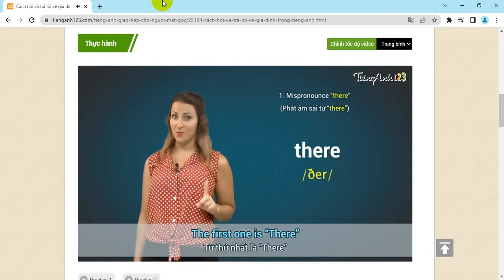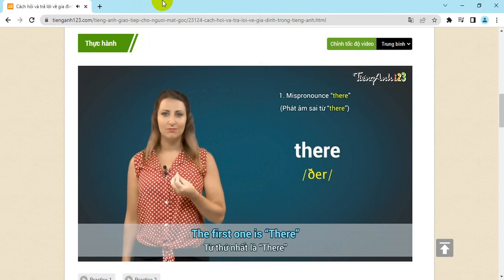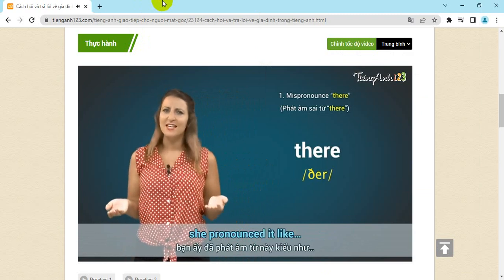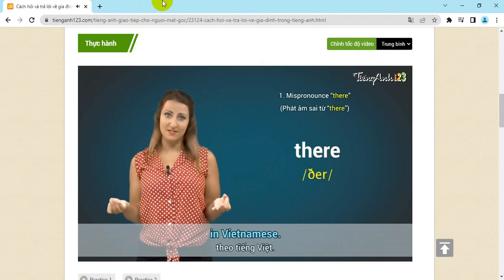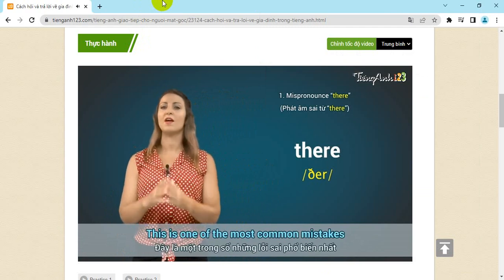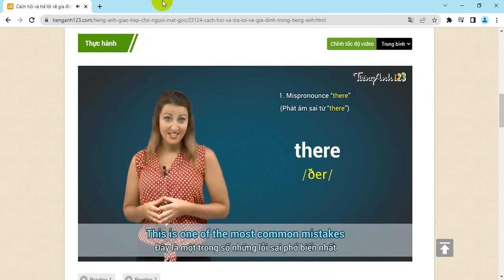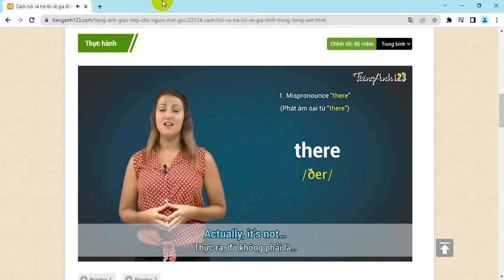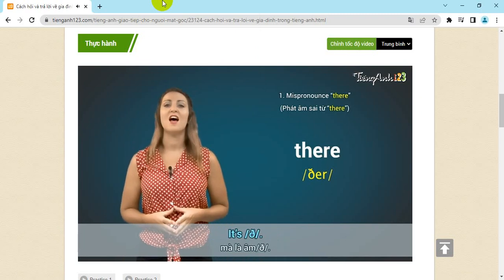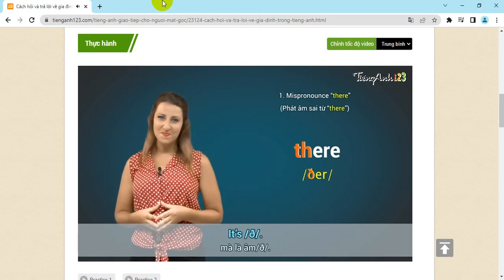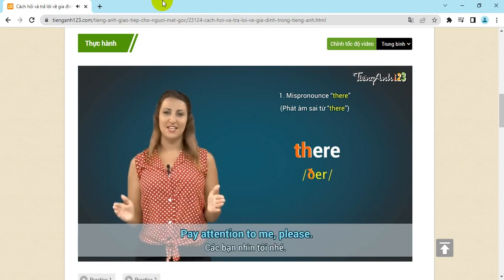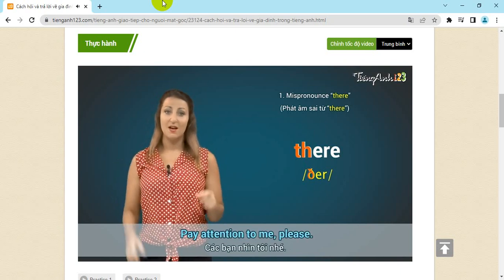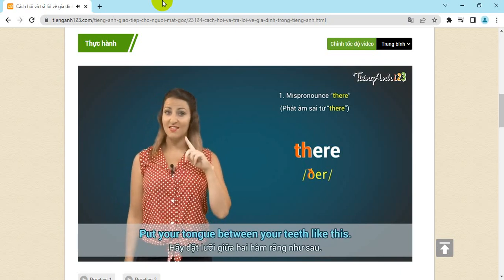The first one is there. She pronounced it like ze in Vietnamese. This is one of the most common mistakes of Vietnamese learners. Actually, it's not z, it's v. Pay attention to me, please. Put your tongue between your teeth like this.